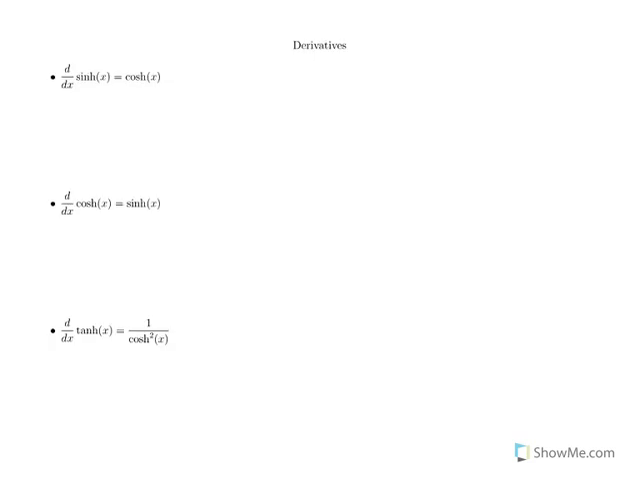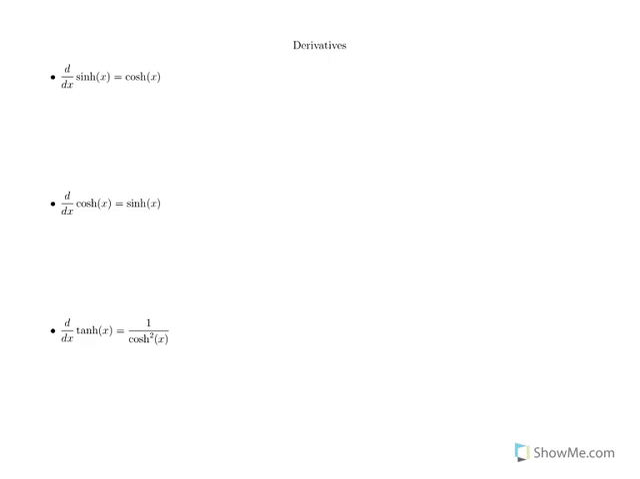So one of the main reasons we talk about these hyperbolic trig functions is because the derivatives are so nice. The derivative of sinh is cosh, the derivative of cosh is sinh, and the derivative of tanh is very similar to what the derivative of tangent is, 1 over cosh squared instead of 1 over cosine squared. So let's think about how these derivatives come about.